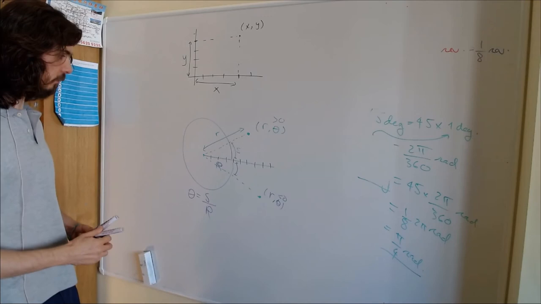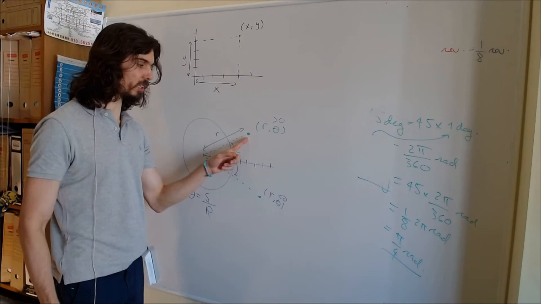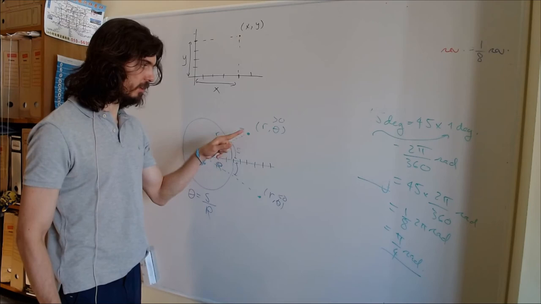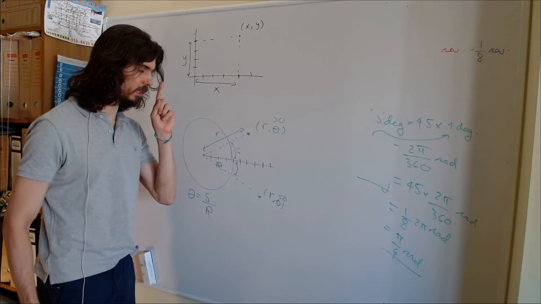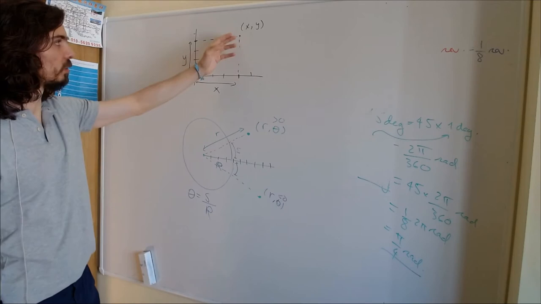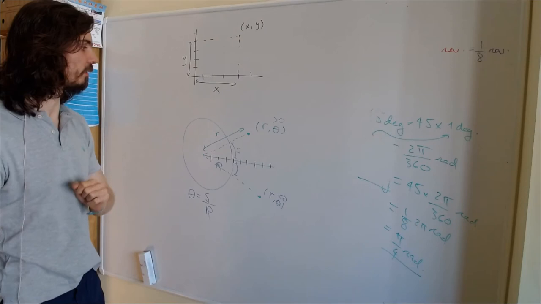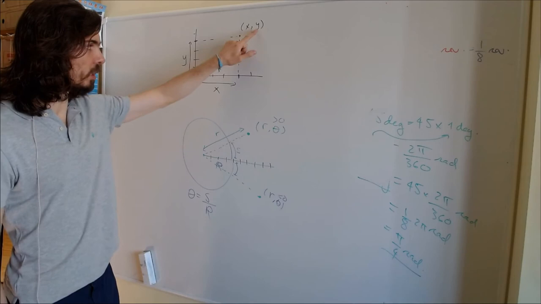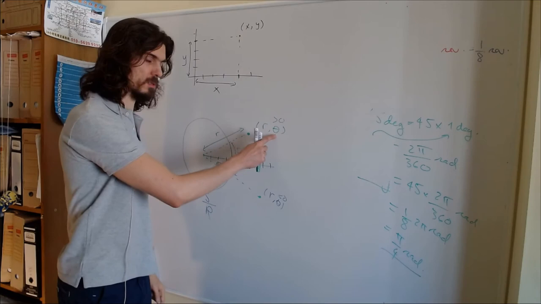This method that we introduce here to assign two numbers, the name of the point, or better, the address of the point, has one side effect. Let's see what the side effect is. Here, if you give me x and y, everything is fine. You just walk along this axis x units, and then y units on the vertical line. But in polar coordinates, the same point can have many different names, r and theta. r is the same, but theta could be many angles.